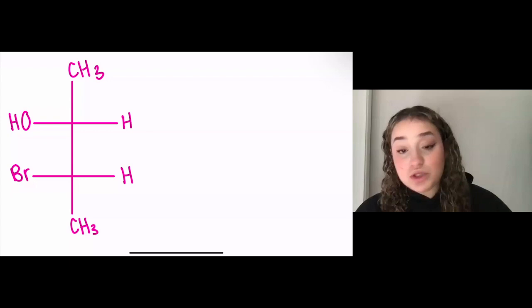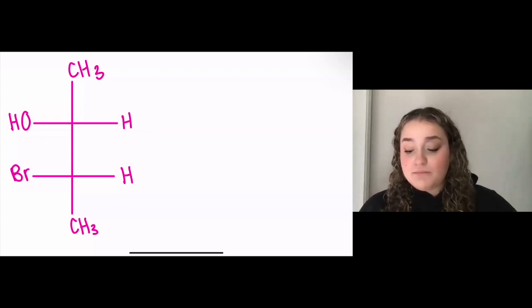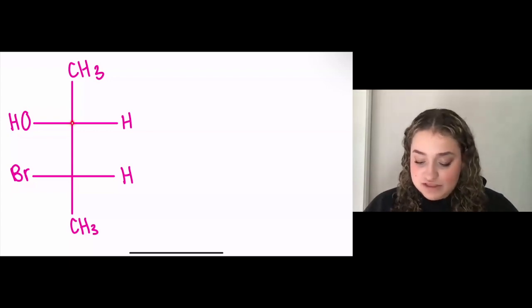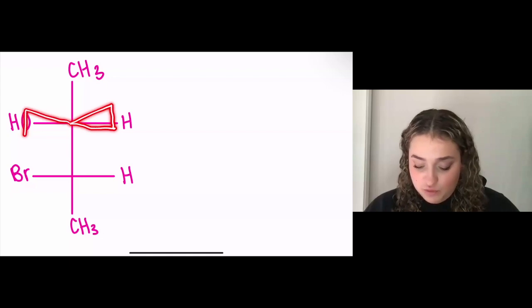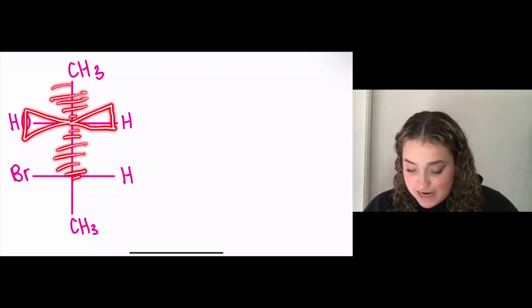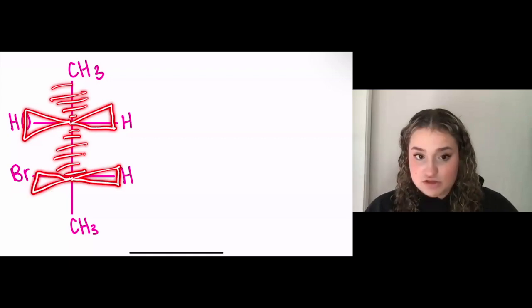I suck at visualizing these guys in space. But what's happening is these guys off to the sides are going to be on wedges, and then the up and down are on dashes. This is what it looks like.